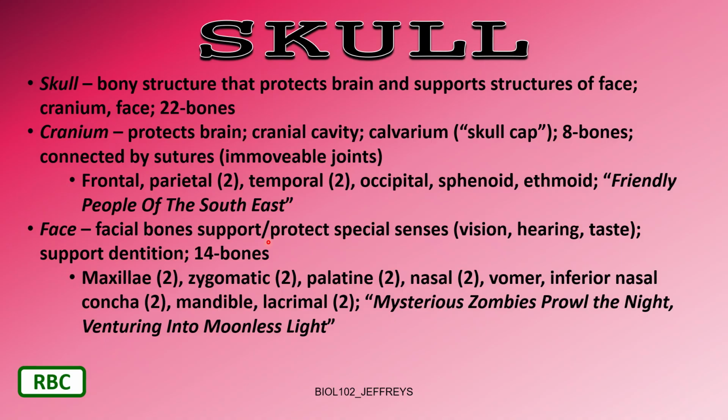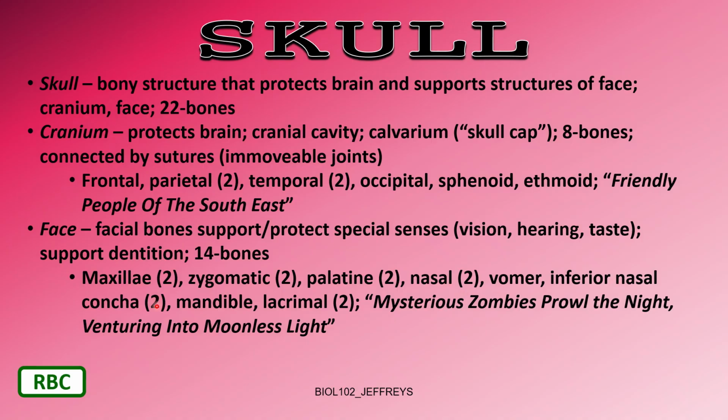Facial bones support and protect the special senses like vision, hearing, and taste, and they also support the dentition, which you know now as your teeth. There are 14 facial bones. By name, they are the maxillae, or maxilla; there are 2, so we call them together the maxillae. Zygomatic bones, there are 2 of them. Palatal bones, there are 2 of them. Think of your hard palate in your mouth; that's a facial bone. Nasal bones, there are 2 of them. There's the vomer, there's only 1, and an inferior nasal concha, there's 2 of them.